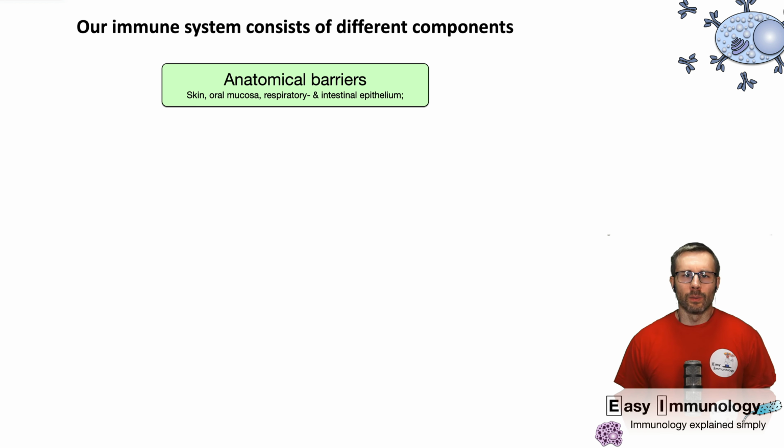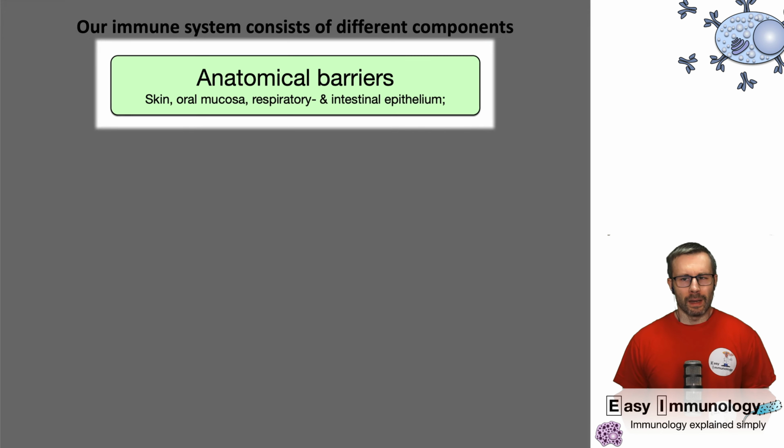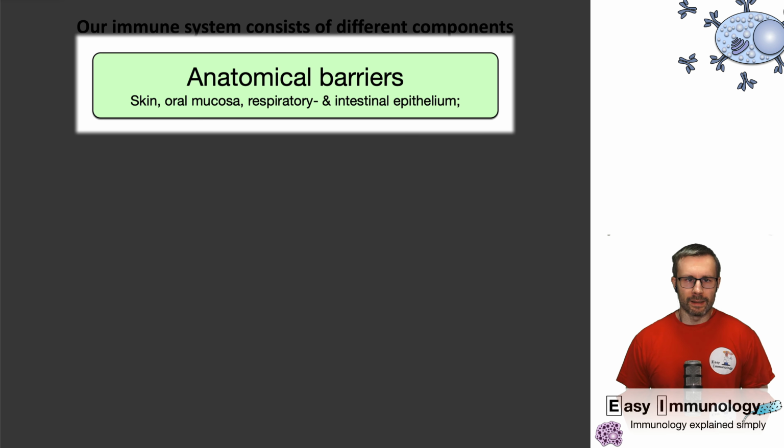So there are many different ways to group the immune system, and I have decided to group it into 4 different components. The first ones are the anatomical barriers. They exist everywhere where you potentially have contact with the outside. So you have to imagine the outside of your body is usually non-sterile. It's full of these pathogens. And your inside is usually sterile, so there are no pathogens inside under ideal circumstances.